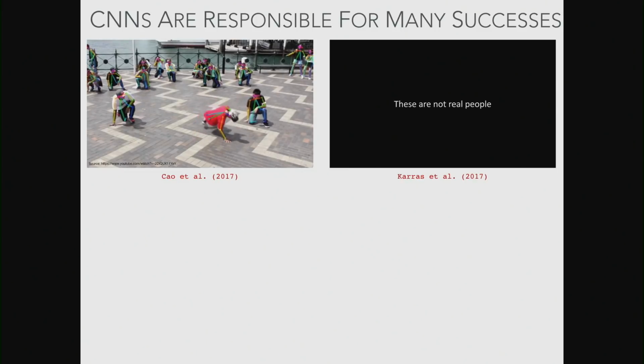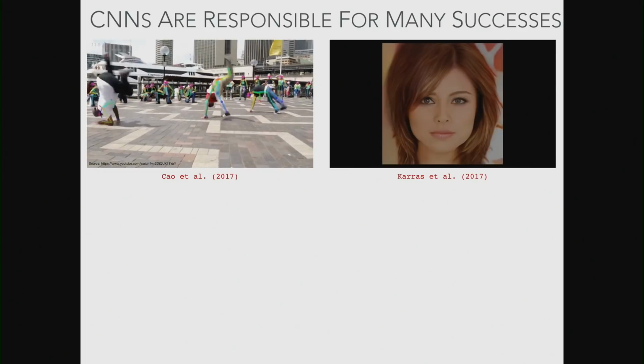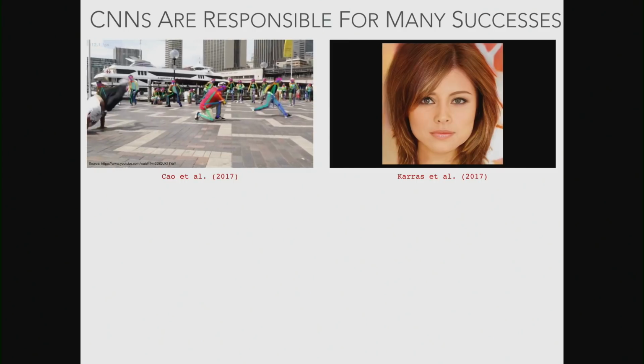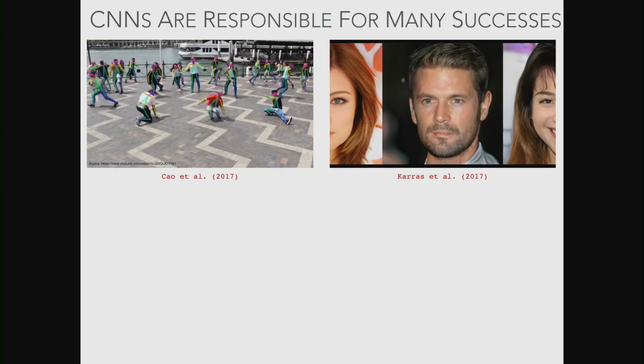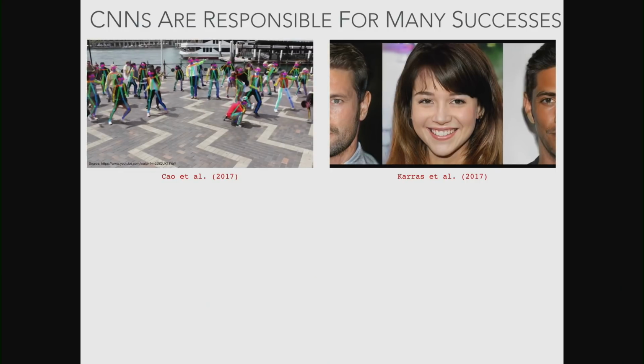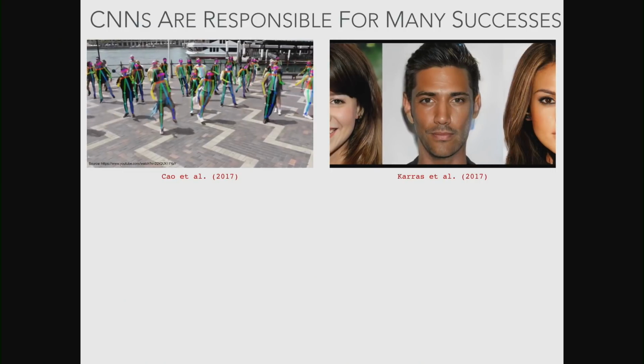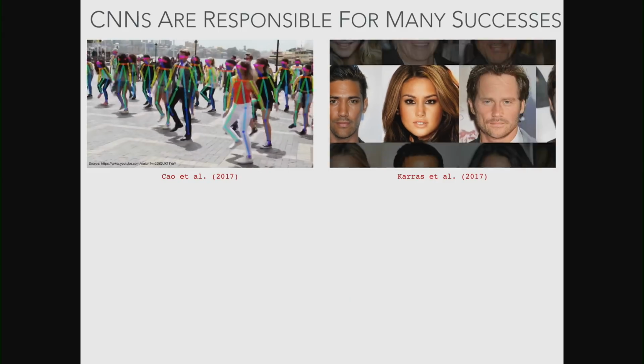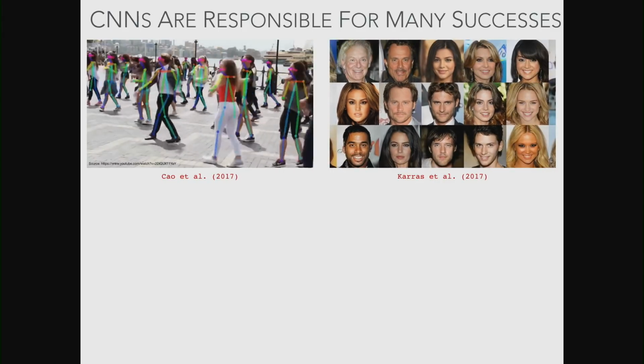They can also be used, and you should probably all know generative adversarial networks, to generate images like this. These people have never been seen. None of them exist in the real world, at least according to NVIDIA. And these were generated by adversarial networks.